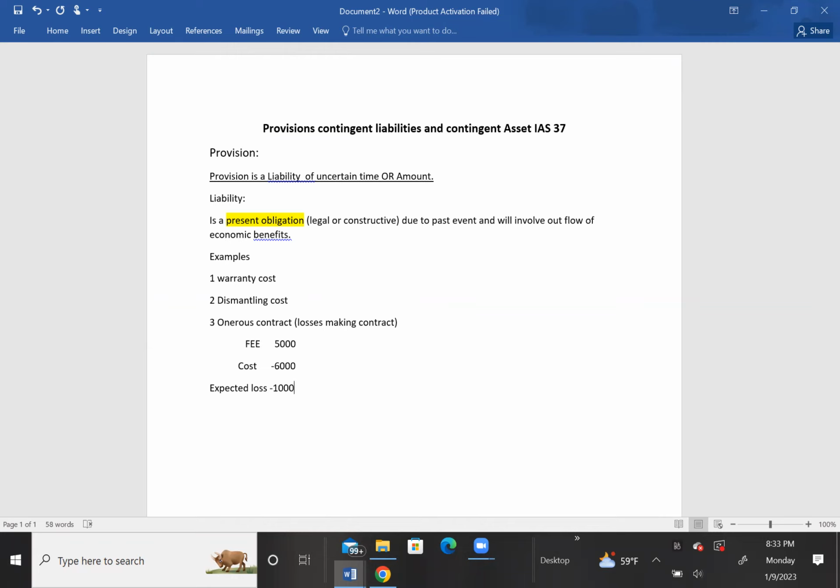So we will record a provision because we have signed a contract. Signing a contract means it is our legal obligation that we should complete the contract. We have signed the contract, so there is a legal obligation on us, and we have to fulfill the contract at 6,000. So it is expected that there will be a loss. So on an onerous contract, we will recognize the provision. Okay, so these are some examples where we usually recognize the provisions.